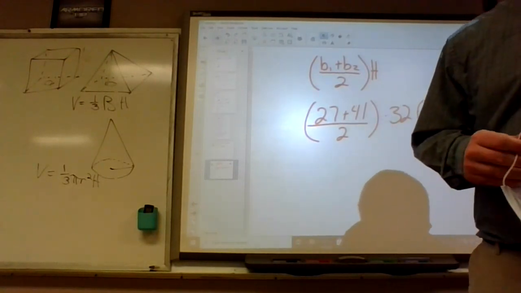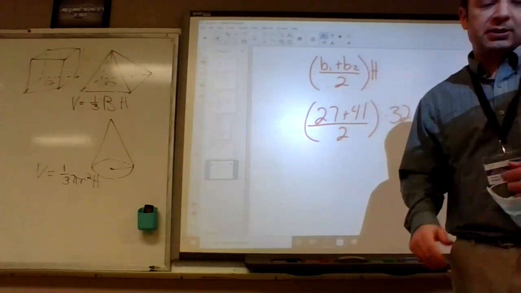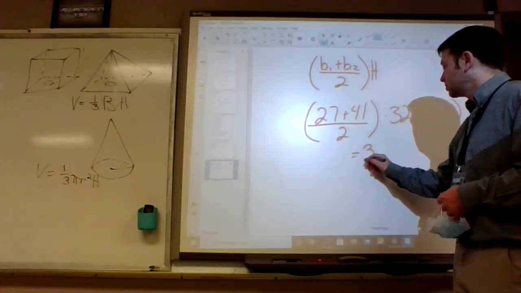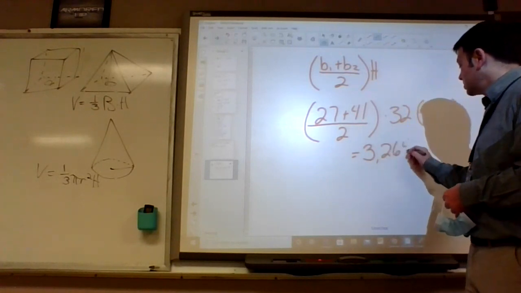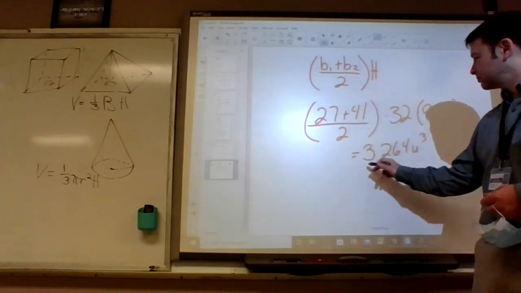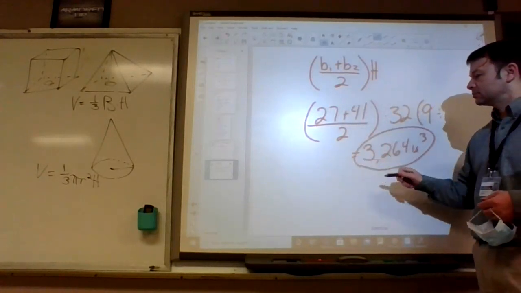Apparently, it's 3,264, that's what they got. What did they get? 3264. Do we need to put the units cubed? Units cubed. I did something really wrong then.